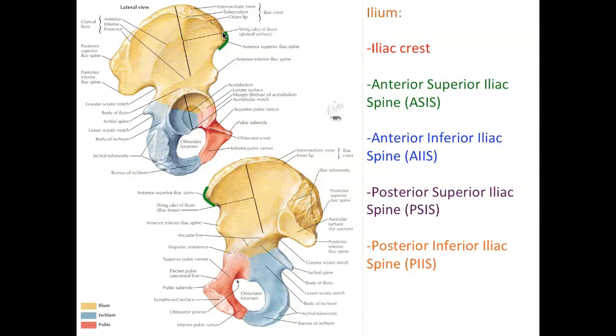And this name is just describing the location of where this bone marking is. It's the anterior side. There's a superior one because soon we're going to talk about the inferior one. Iliac because it's on the ilium, and spine is referring to the shape of this bone marking. So it's kind of like an outgrowth of bone here.